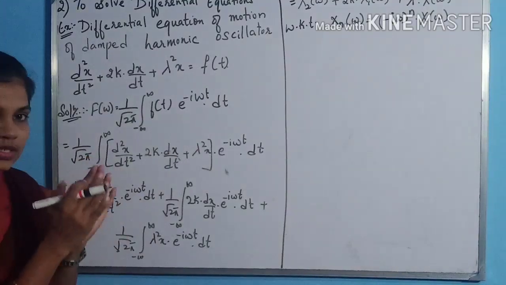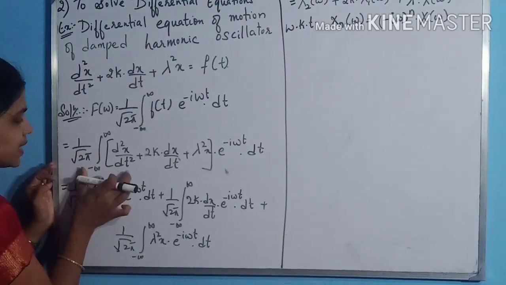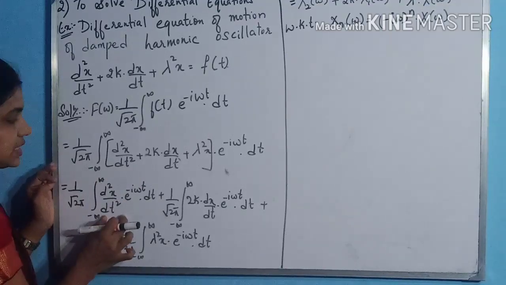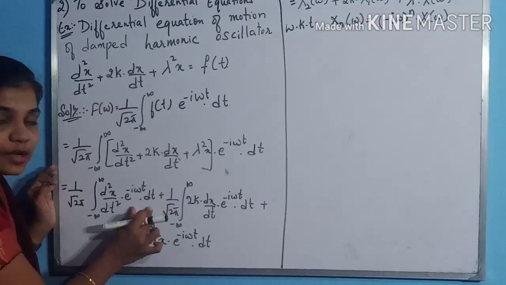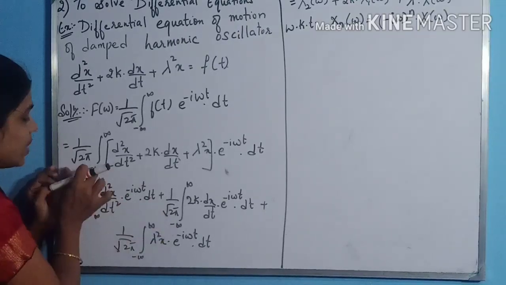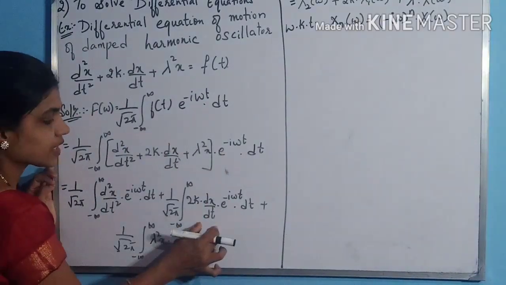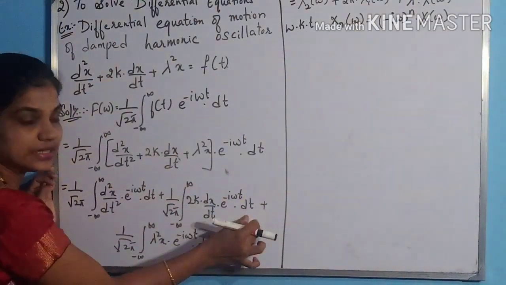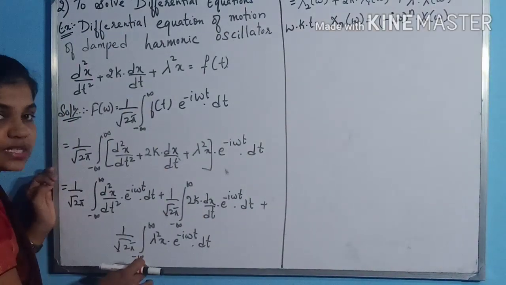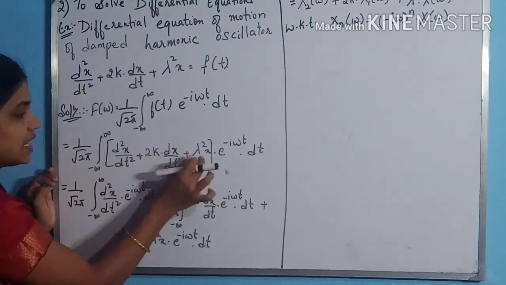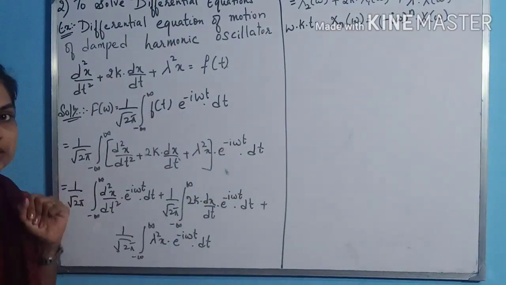Right? Now what I'll do is I will separate each term. So we have 1 by root 2 pi, integral minus infinity to infinity, d square x by dt square e to the power minus i omega t dt, plus 1 by root 2 pi, integral of 2k dx by dt e raised to minus i omega t dt, plus 1 by root 2 pi, integral minus infinity to plus infinity, lambda square x into e raised to minus i omega t dt.